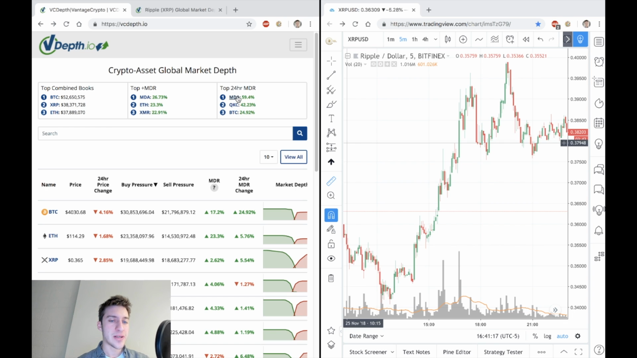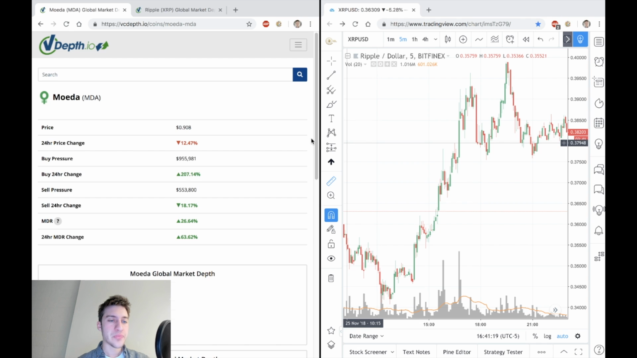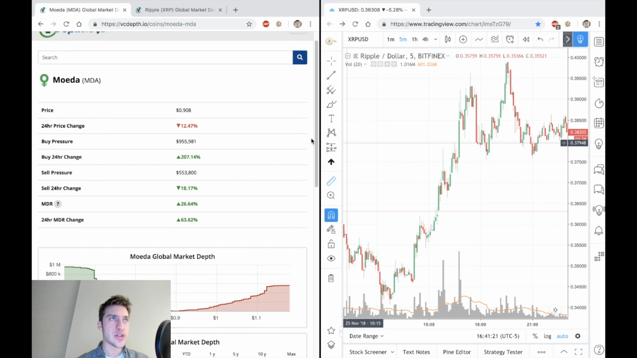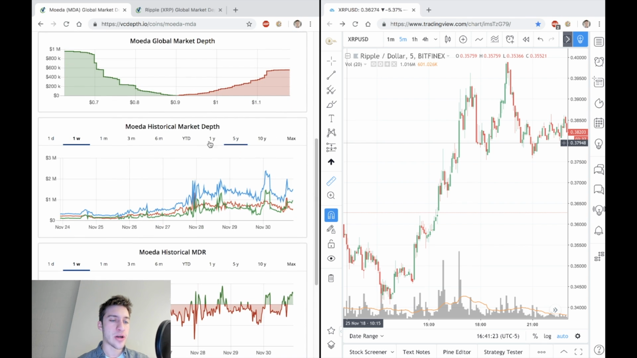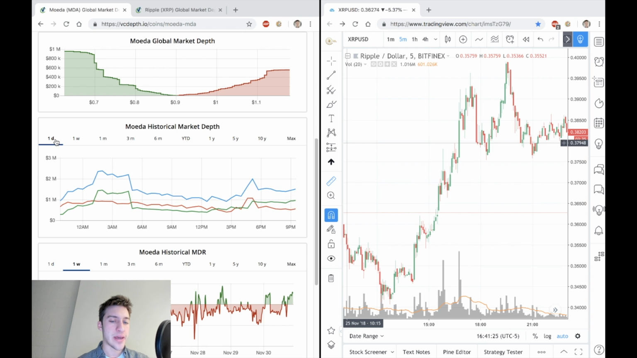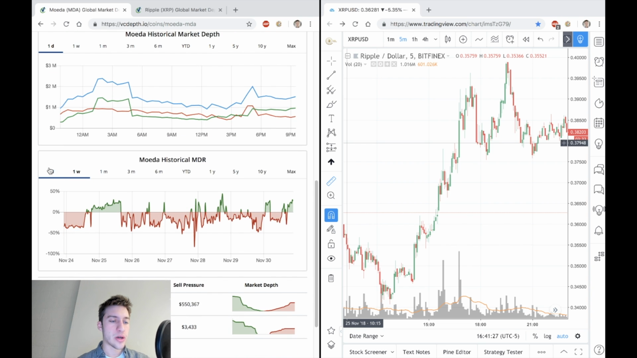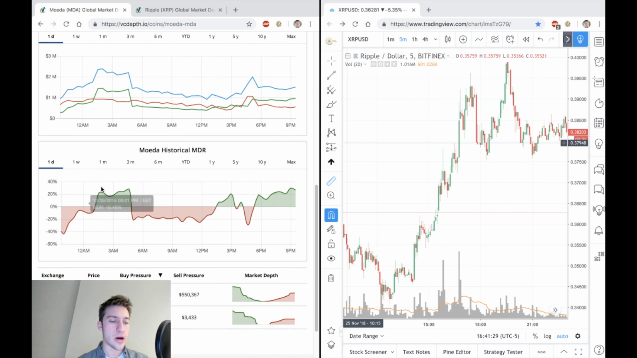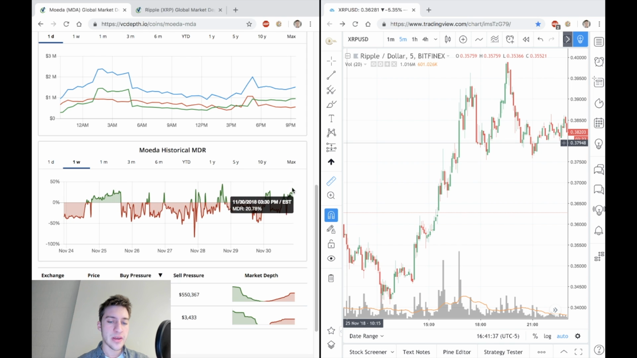So what this tells me, when I click on it, is in the last 24 hours, how has that MDR changed? If we go to the day here, this is the historical MDR. We can see that in the last 24 hours, from like 444 up to about here, I can even show it on the 1 week to show the change. This MDR has really changed.